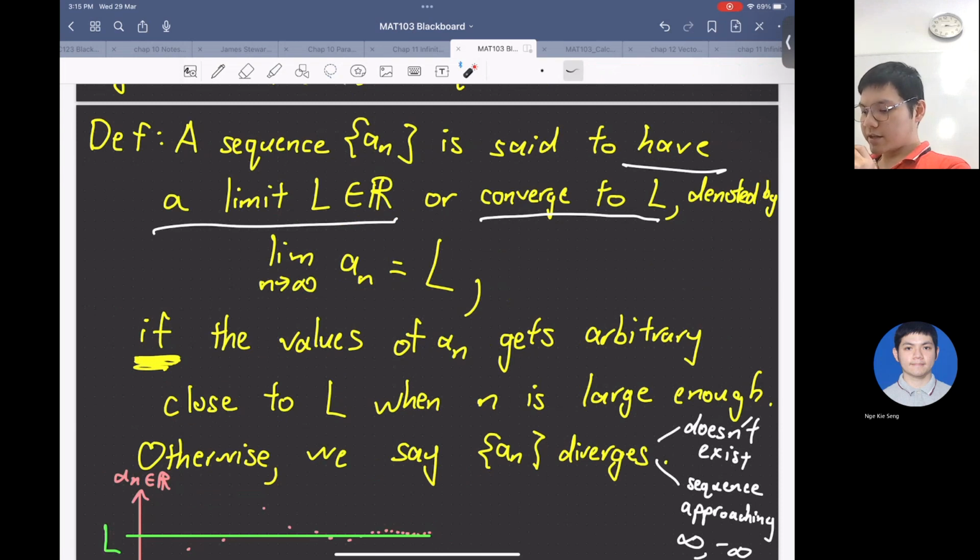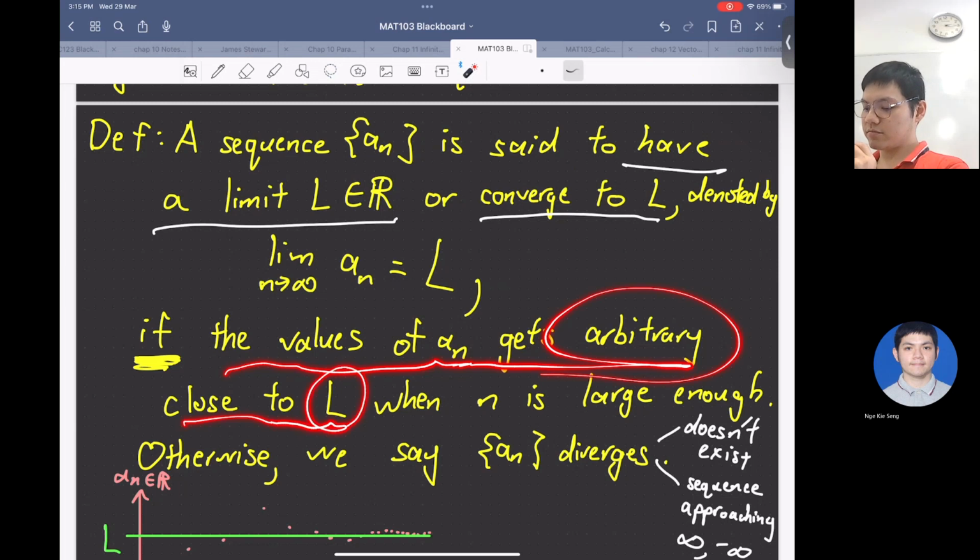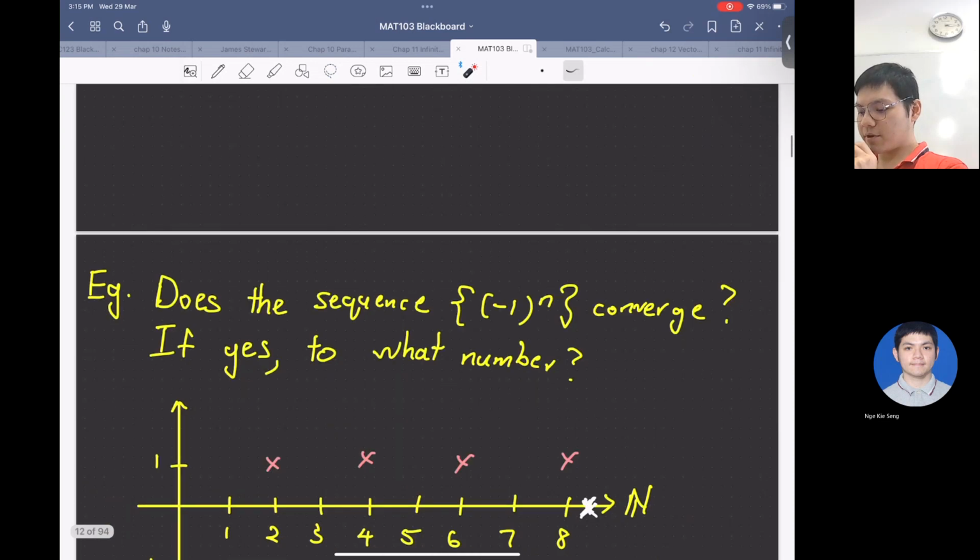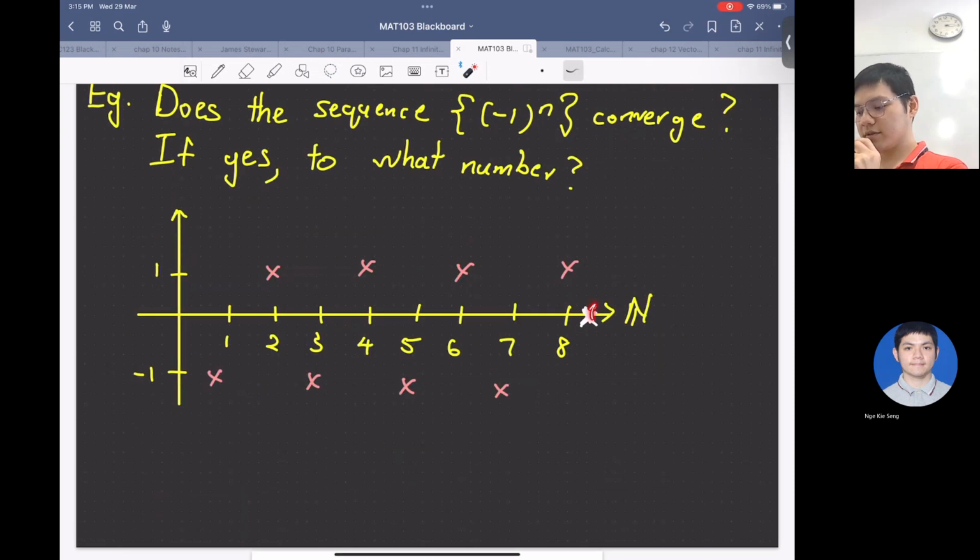Definition says that the values of a_n get arbitrarily close to L. The L we guessed just now is 0. Arbitrarily close to 0 when n is large enough. Let's see if this number gets arbitrarily close to 0 or not. So you can see that if I pick, for example, 8, how far is it from 0? It is 1 away from 0. If you pick 9, how about 9? Okay, let us pick 9.